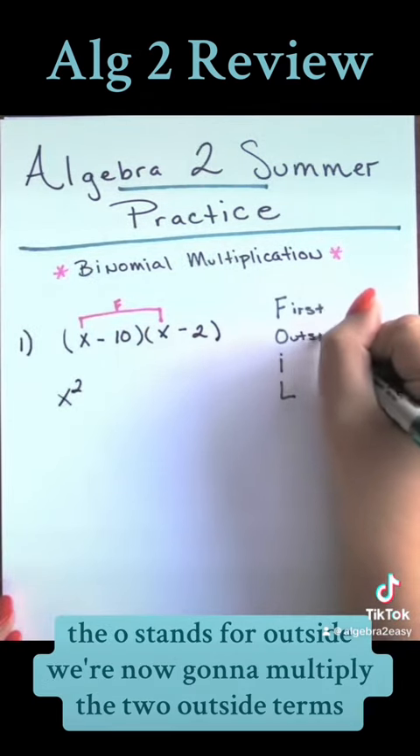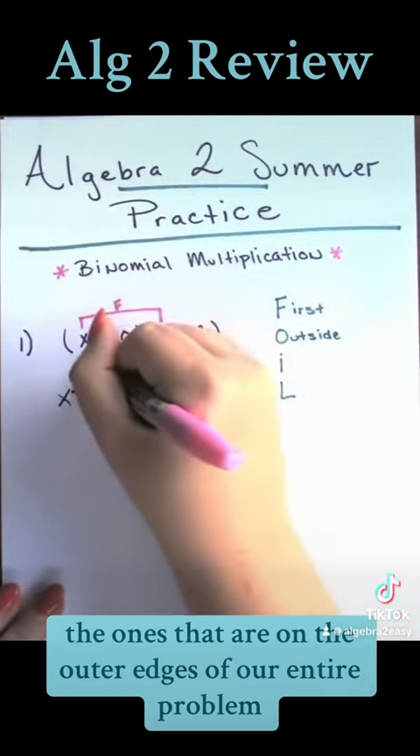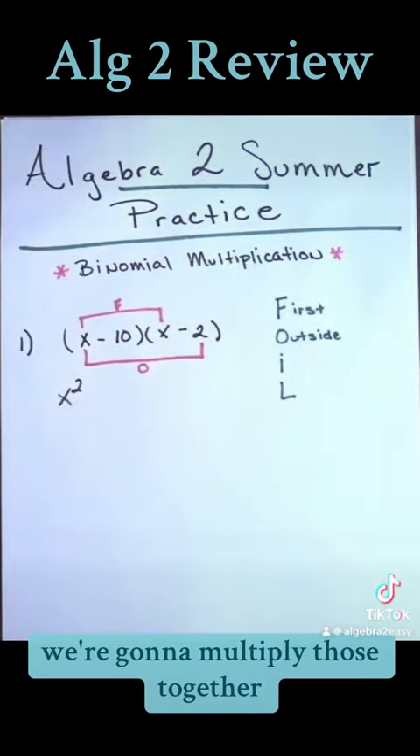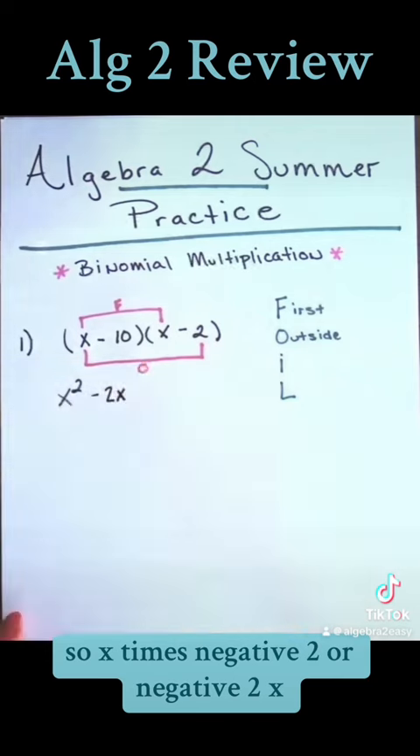The O stands for outside. We're now going to multiply the two outside terms, the ones that are on the outer edges of our entire problem. And we're going to multiply those together. So x times negative 2, or negative 2x.